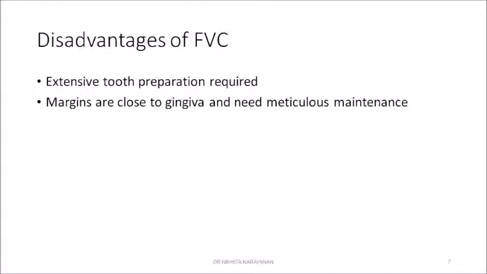Disadvantages of a complete crown are obviously an extensive tooth preparation is required because all the surfaces of a tooth are being prepared to accommodate a crown. So it's not a conservative form of treatment. So that is one disadvantage. Then the margins of the restoration are close to the gingiva. So what happens is, if oral hygiene is not maintained properly, then that leads to further accumulation of plaque and gives rise to periodontal problems.